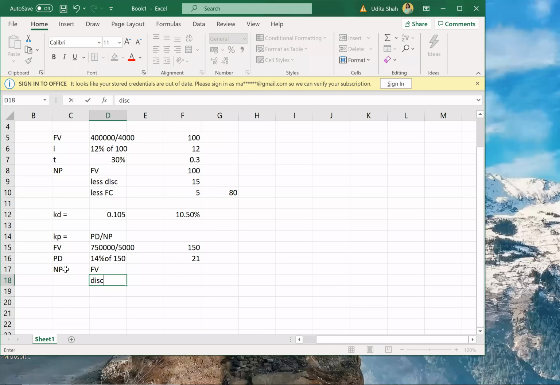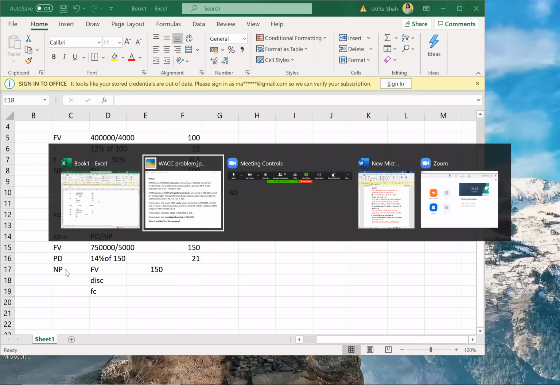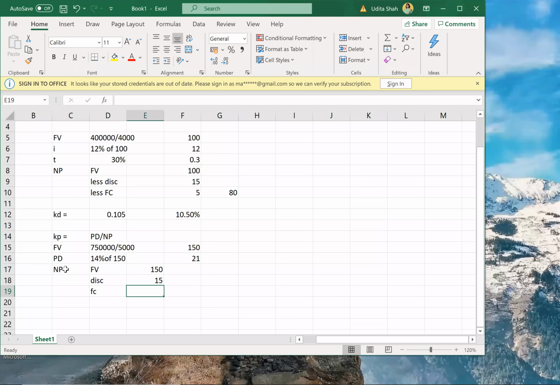So face value is 150. How much is the discount? Discount is 10%. So 10% of 150 is 15. And flotation cost is $4. So 150 minus 15 minus 4. So NP is 131.